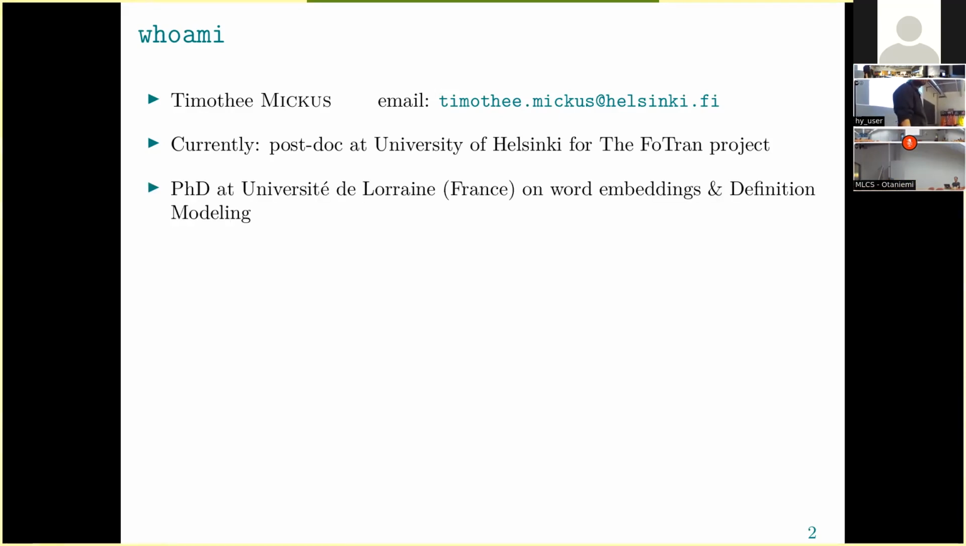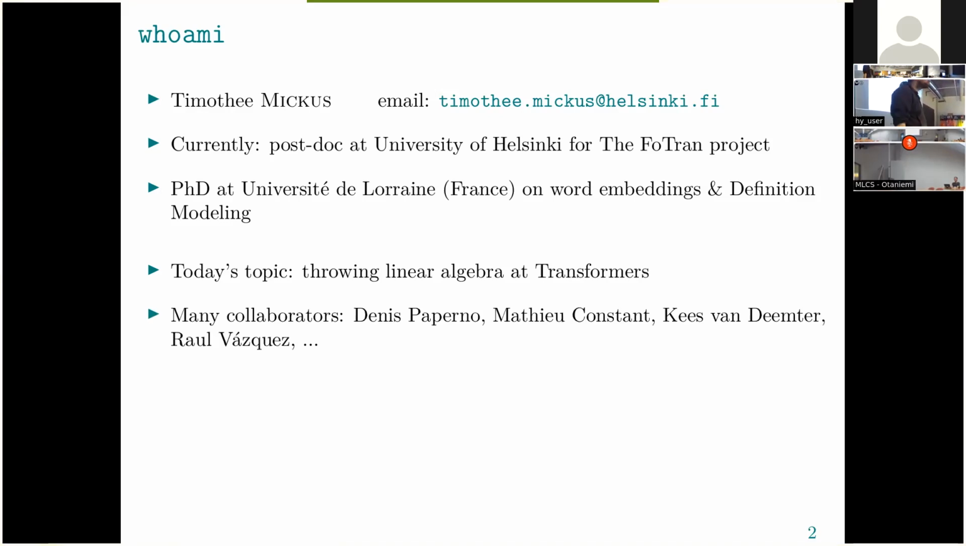Right, so before that I was in France, and I just finished my thesis, so this is my first postdoc. Right, and as I pointed out today, I'm just going to throw some linear algebra at transformers and see what we get. So this is not work I've been doing on my own, so I had obviously the help of my supervisors for some parts of that, Ms. Paperno and Jörg, as well as some other colleagues and mentor figures, I would say, such as Kate Van Winkler and Ron Vasquez, who is here in Helsinki.